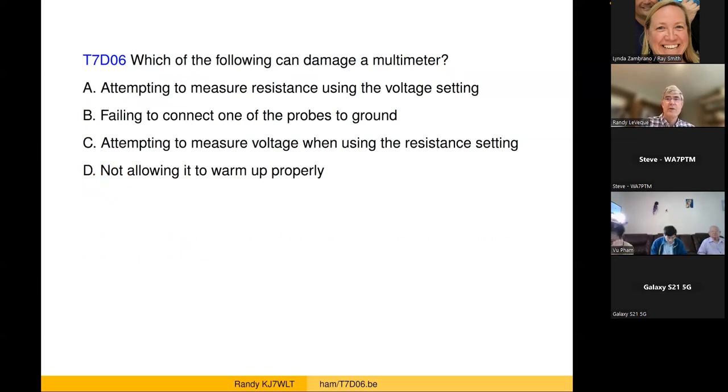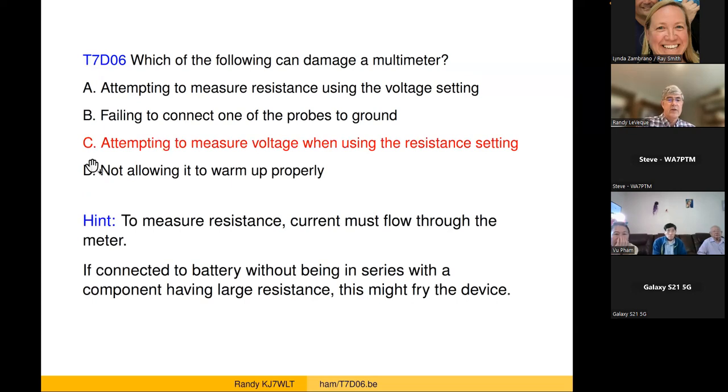So now that we know a bit about how a multimeter works and how voltmeters and ammeters are connected in different ways, which of the following do you think can damage a multimeter? Correct answer is C, attempting to measure voltage when using the resistance setting. So what that means is you've got a multimeter, but you've turned the dial so that it's trying to measure voltage. And if it's trying to measure voltage, it expects you to put the two probes in parallel with your device, like just touching the wire in two different points, but not having the current actually running through the wire.